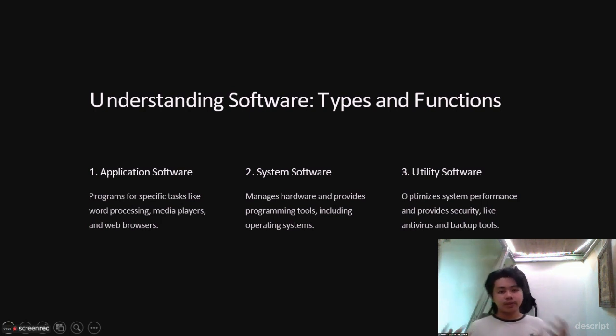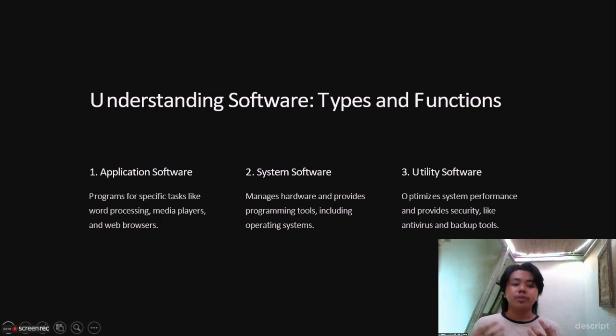Third is web browser. A web browser is a program that allows users to access the internet, namely to access online content ranging from websites to web applications. Popular web browsers are Google Chrome, Mozilla Firefox, Microsoft Edge, Safari, and Opera.